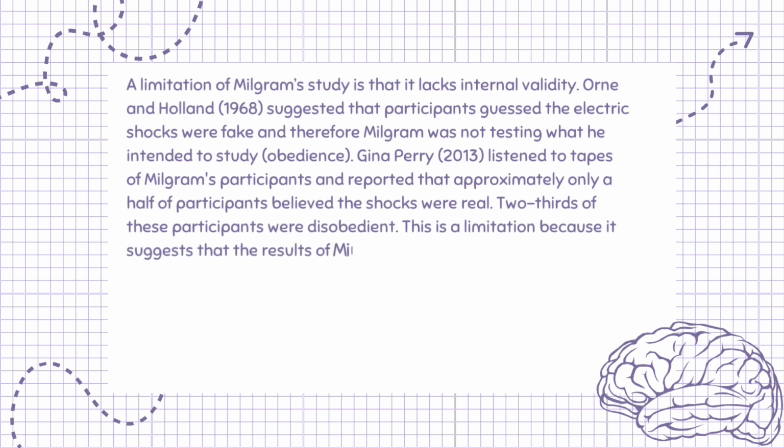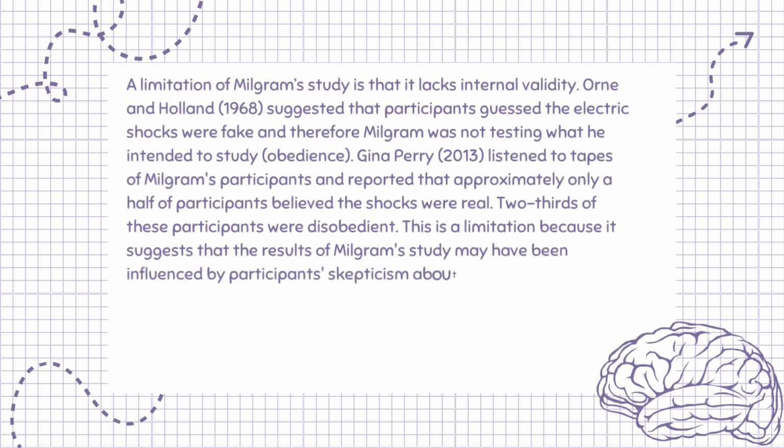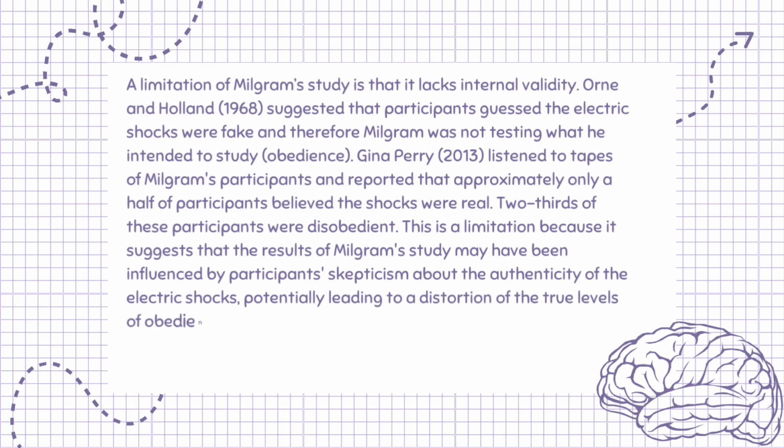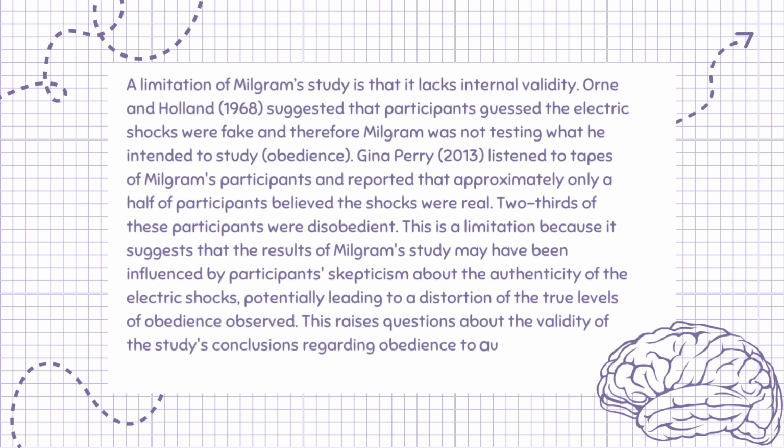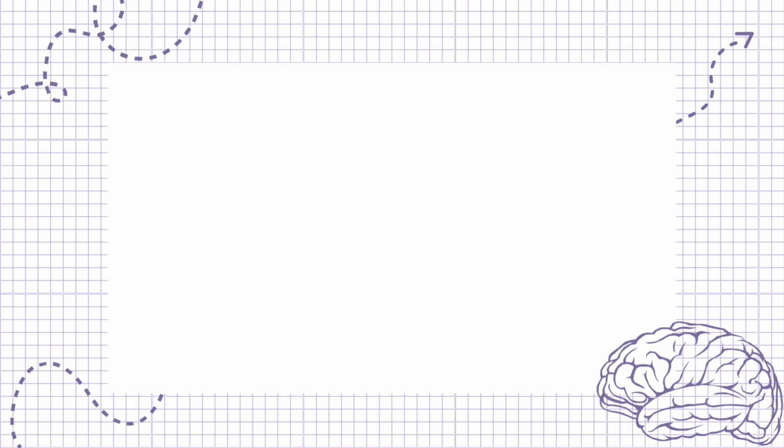This is a limitation because it suggests that the results of Milgram's study may have been influenced by participants' skepticism about the authenticity of the electric shocks, potentially leading to a distortion of the true levels of obedience observed. This raises questions about the validity of the study's conclusions regarding obedience to authority in real-world situations.